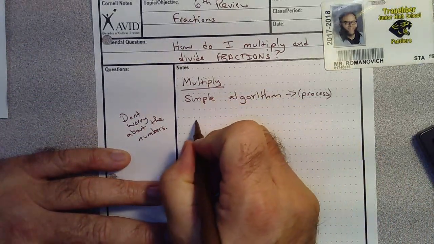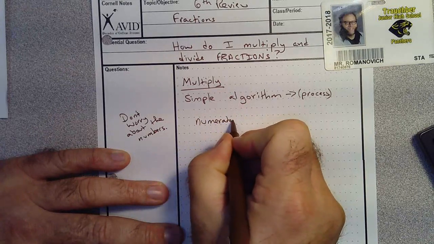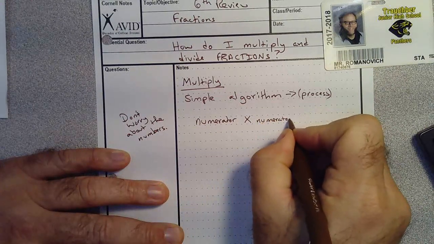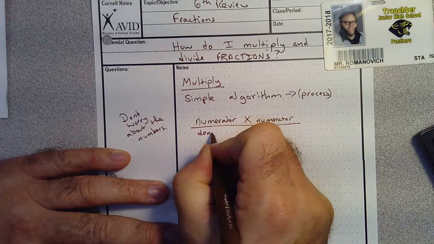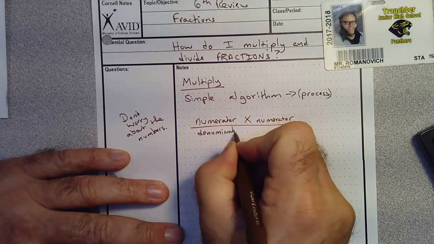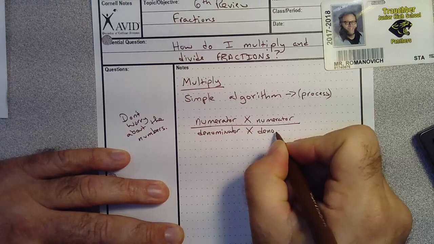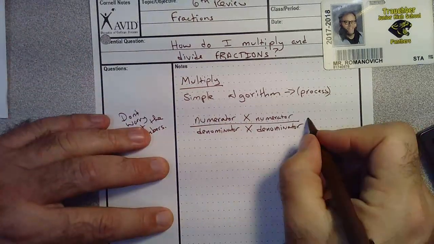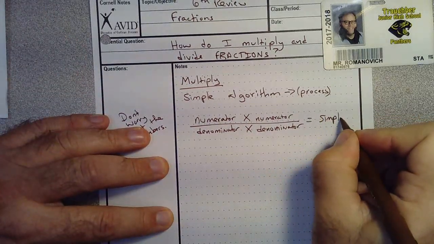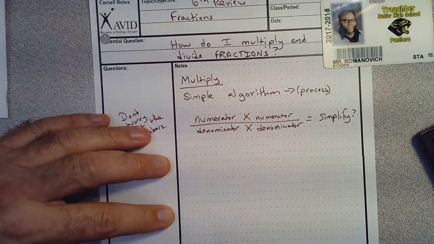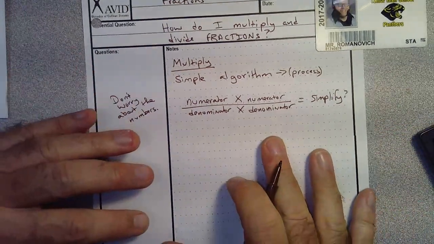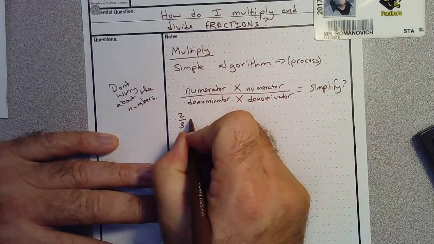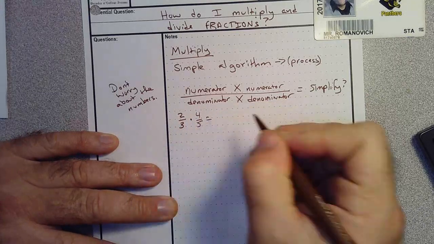So when we do this, we're just going to multiply numerator, and I'm going to use the big X here, times numerator, and then denominator times denominator. And that's it. And then we might have to simplify over here, but we don't know yet. Let's try one. So for multiplication, let's just do 2/3 times 4/5.